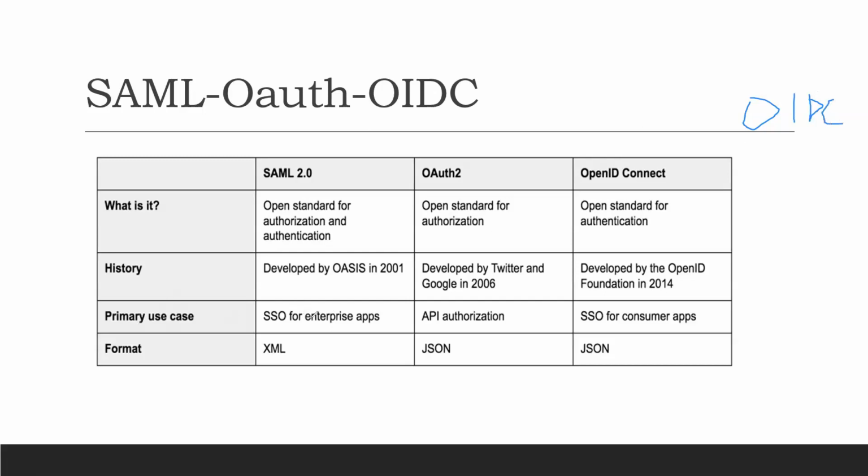We have seen that SAML is primarily for enterprise and web-based applications, OAuth is for API authorization, and OpenID is for consumer applications, mainly mobile and other applications. SAML is XML based, OAuth is JSON based, and OpenID is also JSON based.